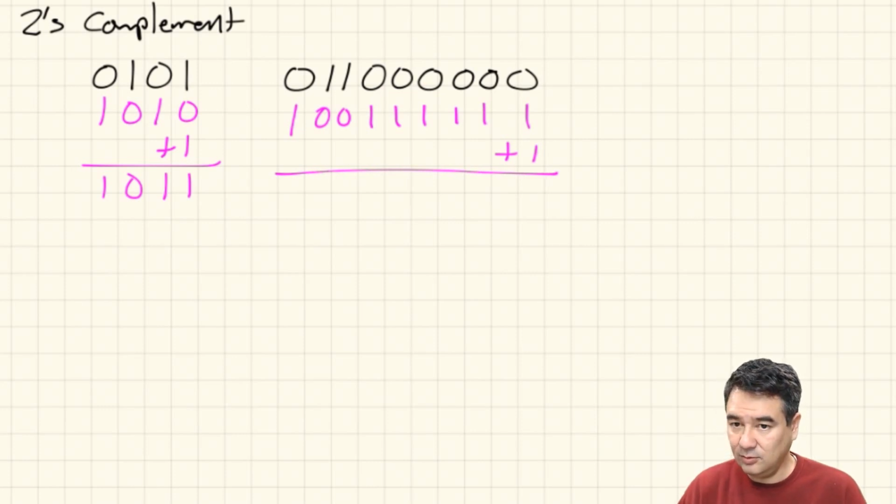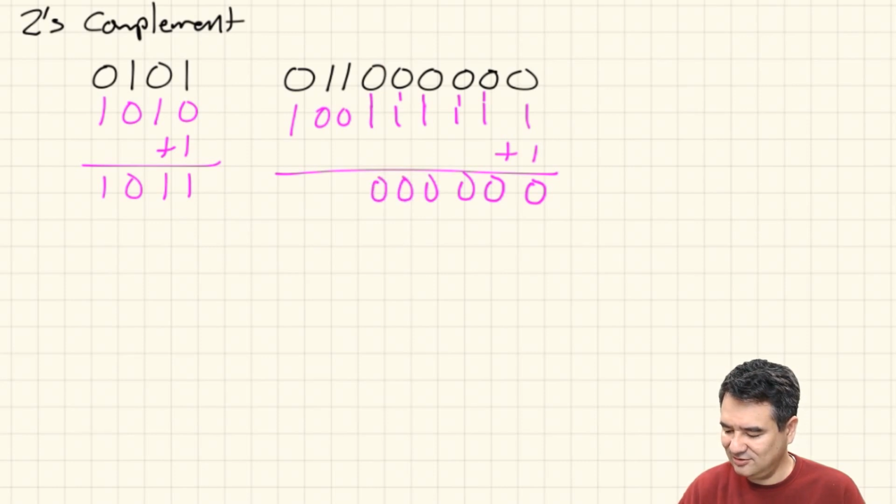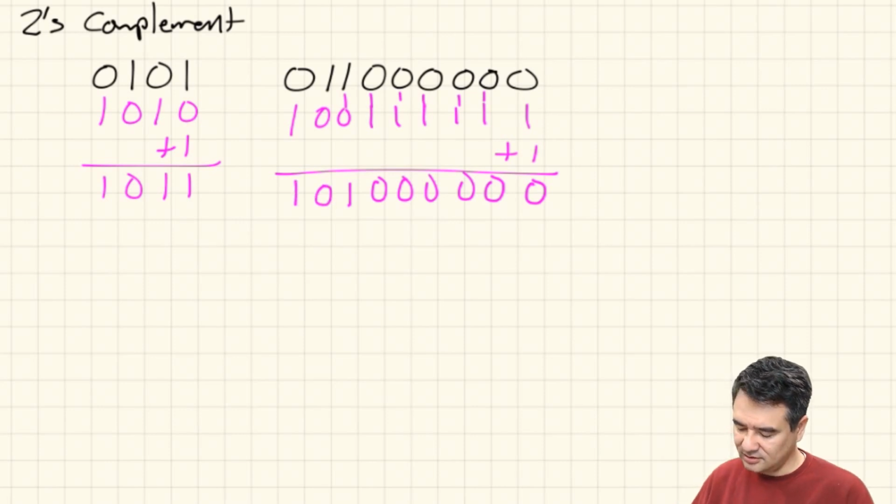We get 1 plus 1 on the right-hand side. That becomes 0 with a carry. And then we get 1 plus 1 again, so it becomes 0 with a carry, 0 with a carry, 0 with a carry, 0 with a carry, 0 with a carry, 1 and 0. So there's a 1 there. And then at that point, there's no more carry. So we end up with just the same bits coming down.